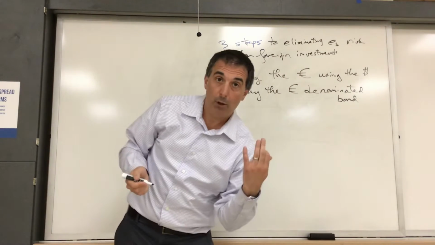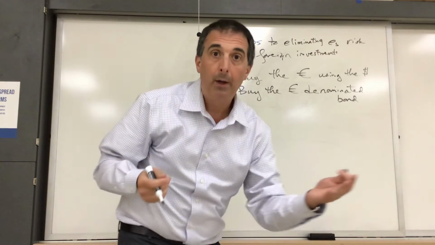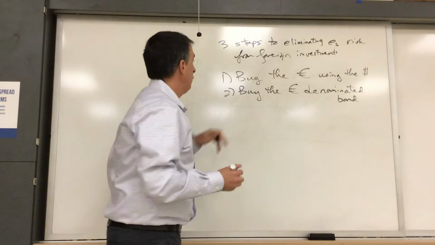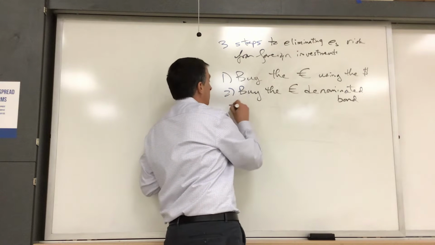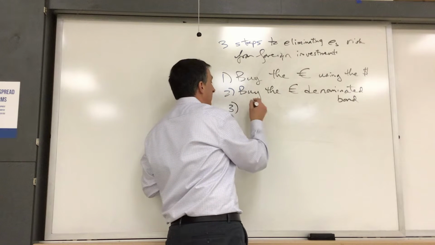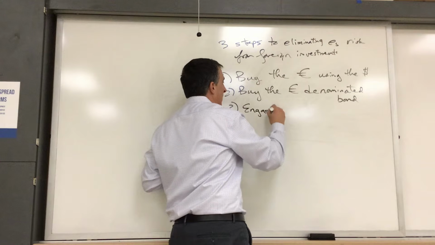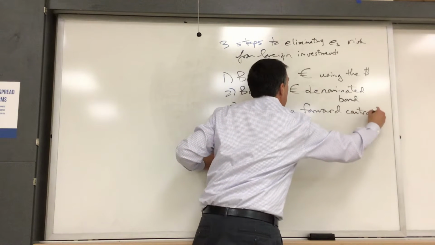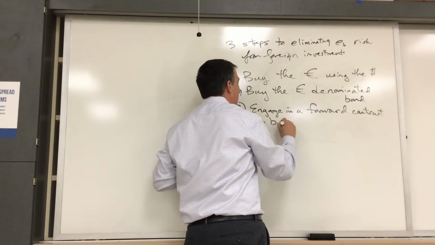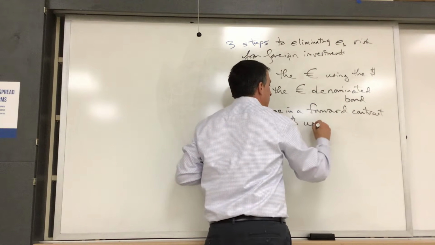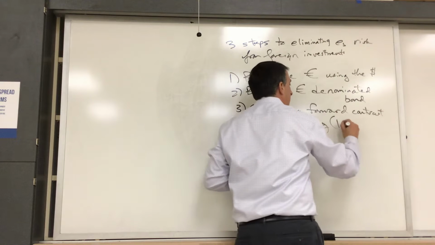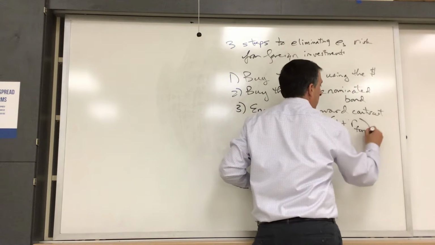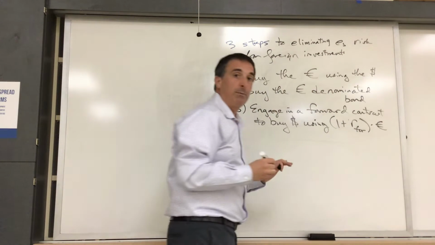You want to bring the euro, the principal and interest home, convert the euro back to the dollar and sort of complete the circle. But when you buy the bond, you are now exposed to the risk. So you engage in a forward contract to buy dollars using 1 plus R foreign times the euro you used in the first place.